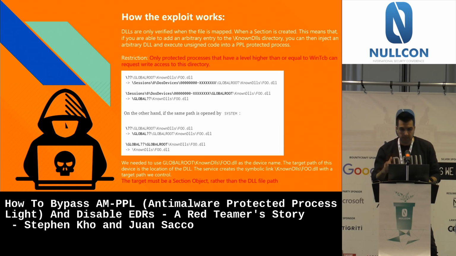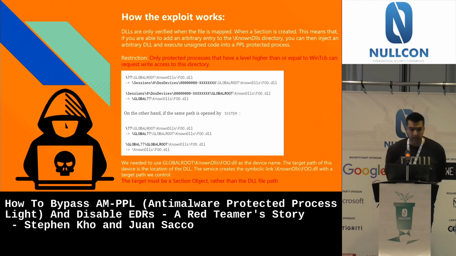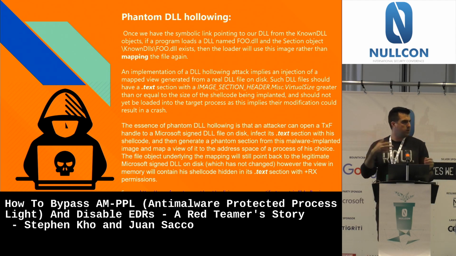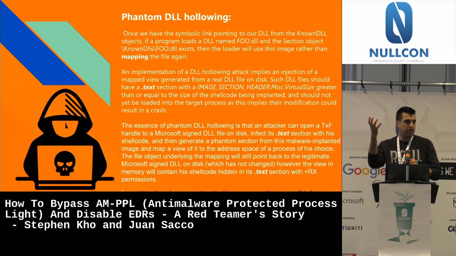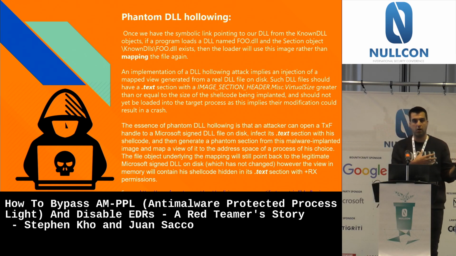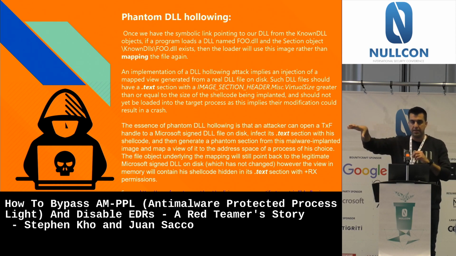How the exploit works: only protected processes that have a level higher or equal to WinTCB and request write access to this directory are going to be able to load it. There is another restriction: the target must be a section object rather than the DLL file path. Because it's already mapped into memory, we're going to use phantom DLL hollowing, since we cannot replace it from disk.